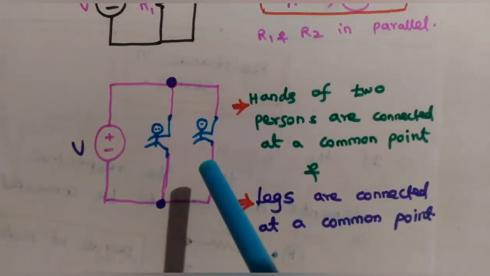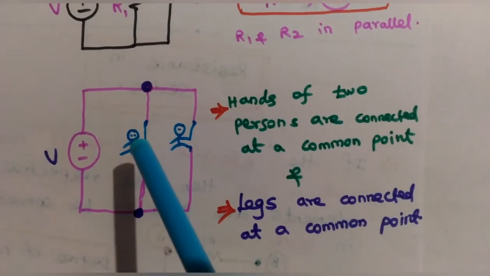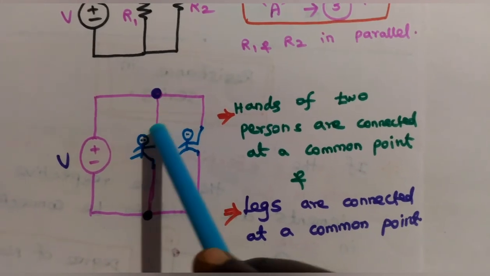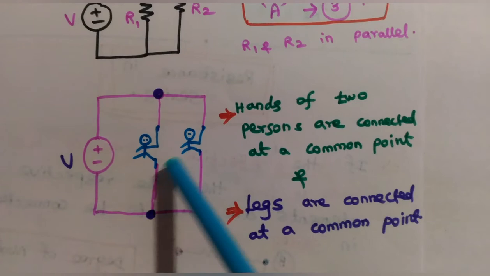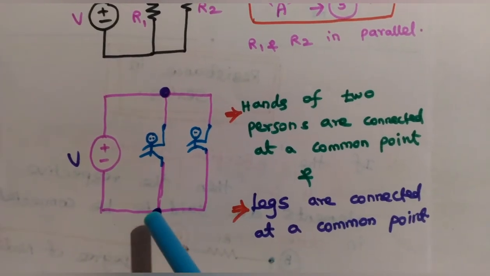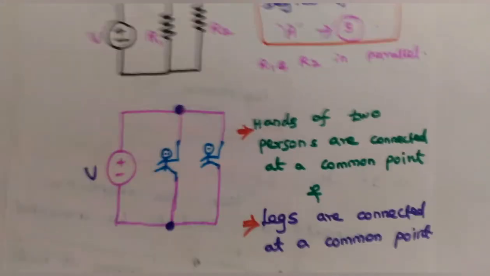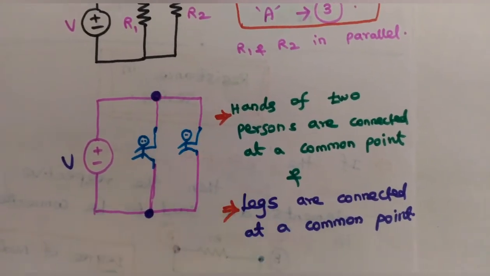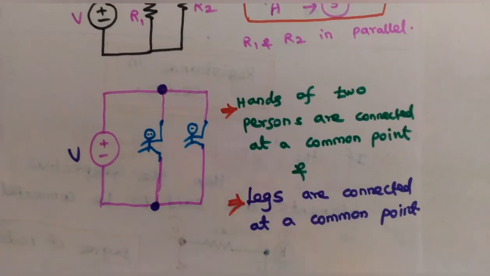We can also identify the parallel combination of elements by considering this diagram. There are two persons: the hands of the two persons are connected at a common point, and the legs of the two persons are connected at a common point, so these two elements are connected in parallel. Like that, we can remember how to identify elements connected in parallel.